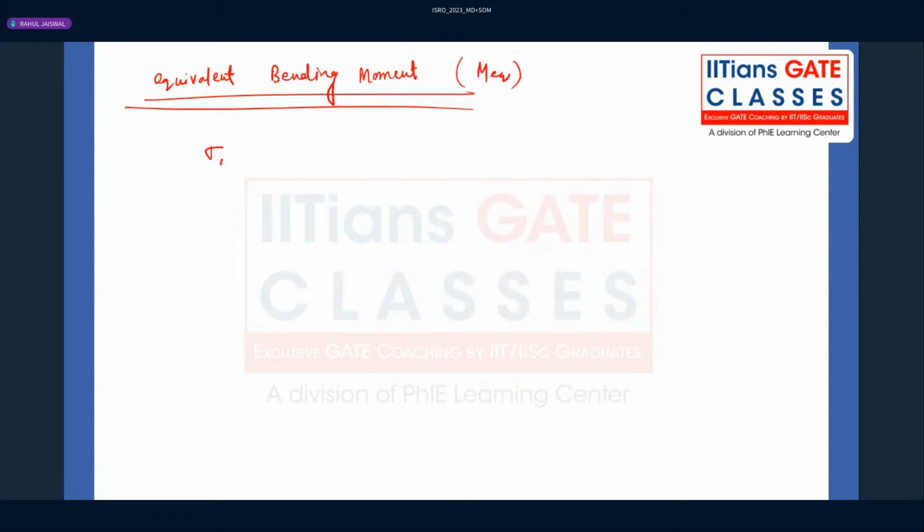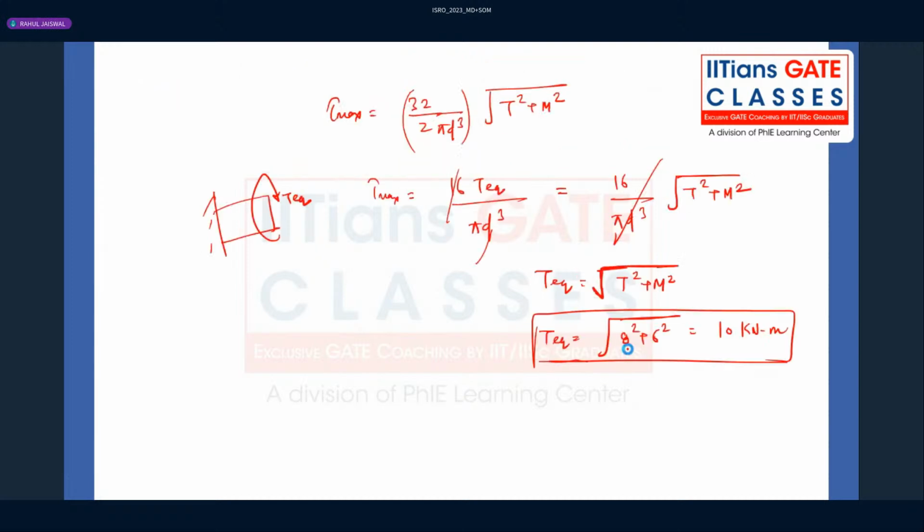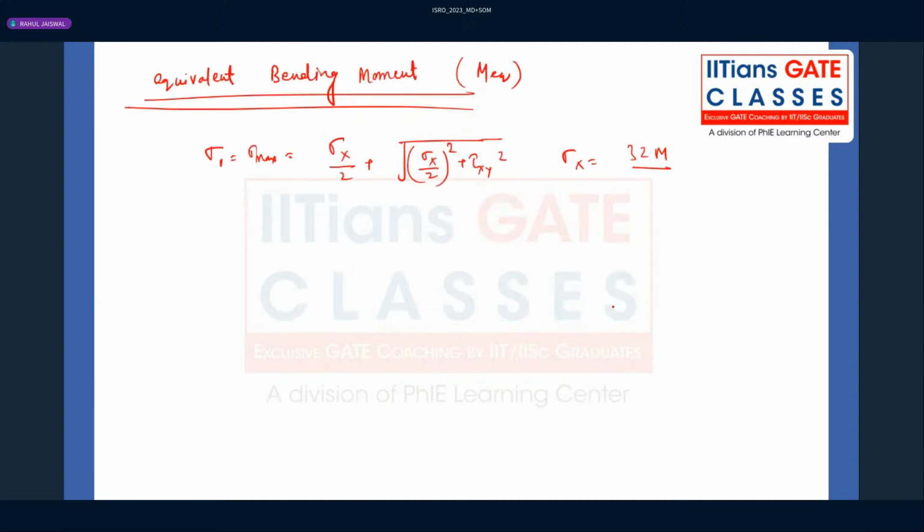What is sigma 1? That is sigma maximum: sigma x by 2 plus square root of (sigma x by 2) whole square plus tau xy square. Sigma x, I told you, what is that? 32M. Note down this also. We have got the answer happily, but I told you, do not just depend on the previous year questions. You have to solve other things also regarding that particular question. So what will be the equivalent bending moment? That's what we are calculating.